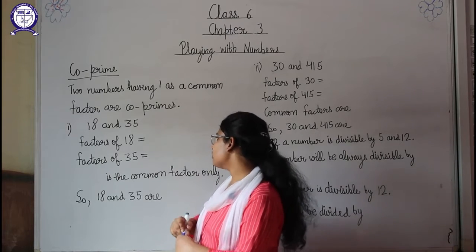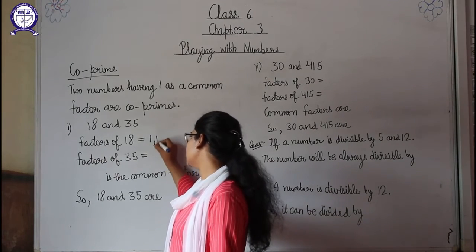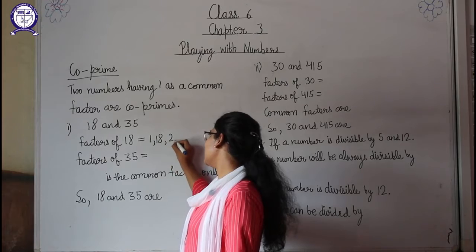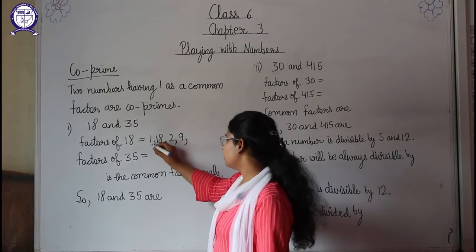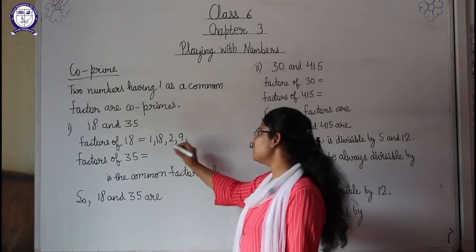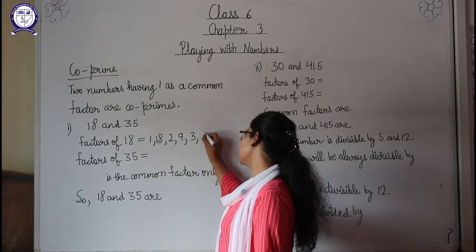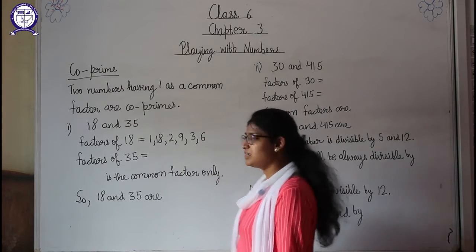Okay, so factors of 18 will be 1 and 18. 2 and 9. 1 into 18 will be 18, 2 9s will be 18, and 3 6s will be 18. Can we get more factors? No.